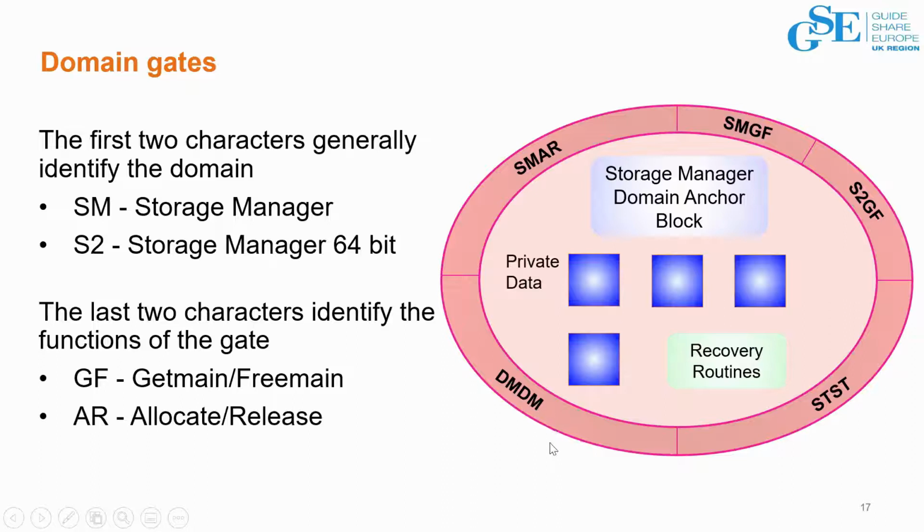So standard domain gate call, what would it be? Well, let's see. I'm the loader and I want to load a program. Well, in order to load a program, I have to put it somewhere. Where am I going to put it? Well, I have to get some storage to put it in, don't I? So I'm going to have to call the storage manager. And so that would be an example of loader calling storage manager with a get main free main request.